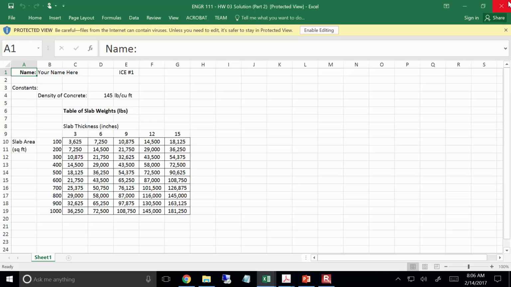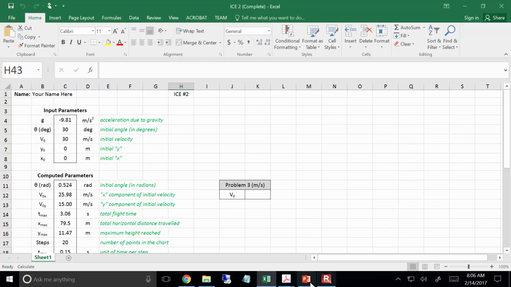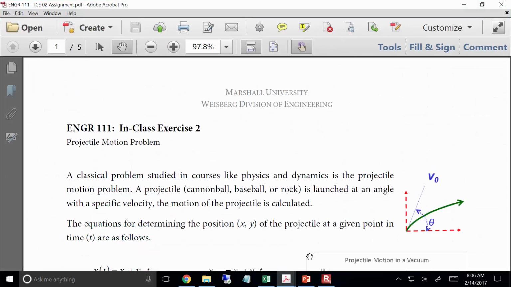Okay, all right. If that's the case, I want to talk a little bit about what we're going to do for in-class exercise 2. So the first thing I'm going to do is pass this out. I've got a bunch of handouts for this exercise. There you go. All right.